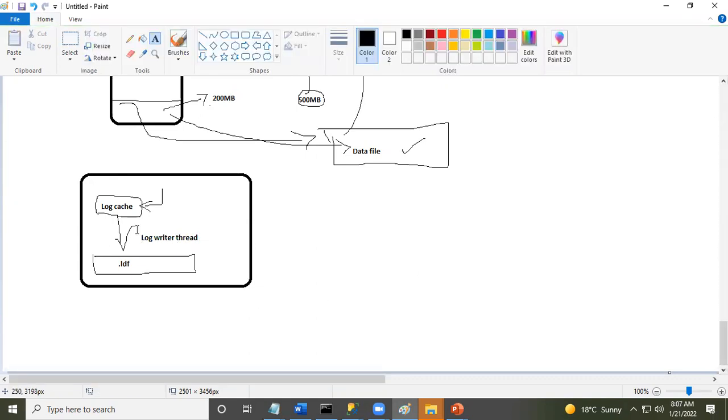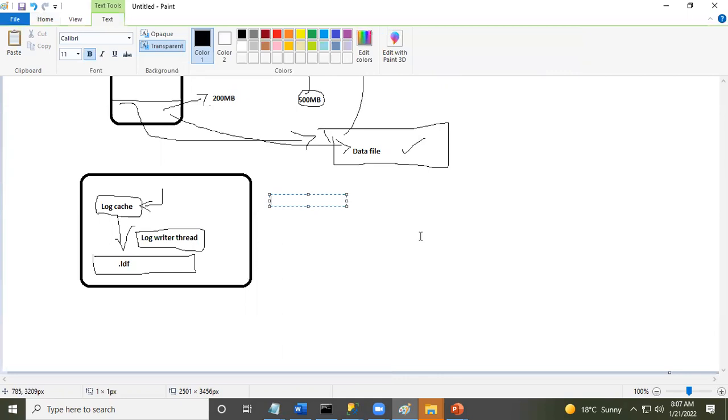Don't worry, we will discuss threads later. For now, understand that this is one of the worker threads that writes the log cache to the log file. I told you there are two scenarios when log cache data is written to the log file. One is when the transaction is committed. Then the log cache, whatever its size, is written to the log file.